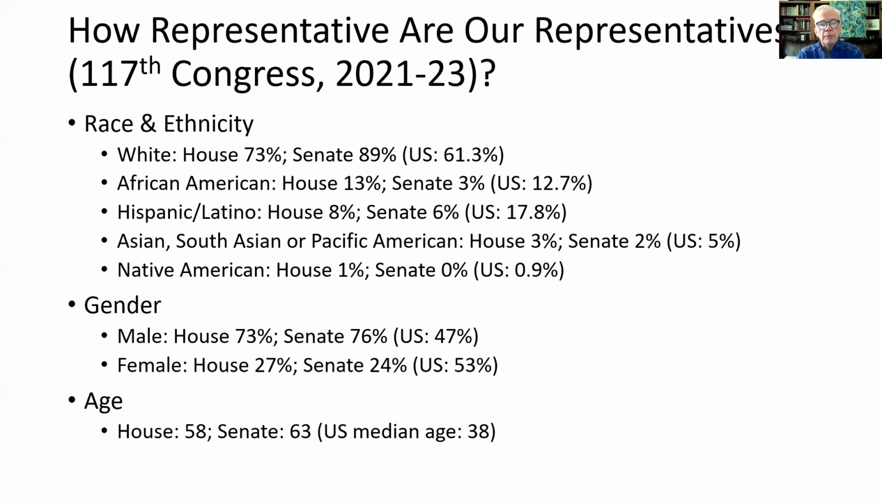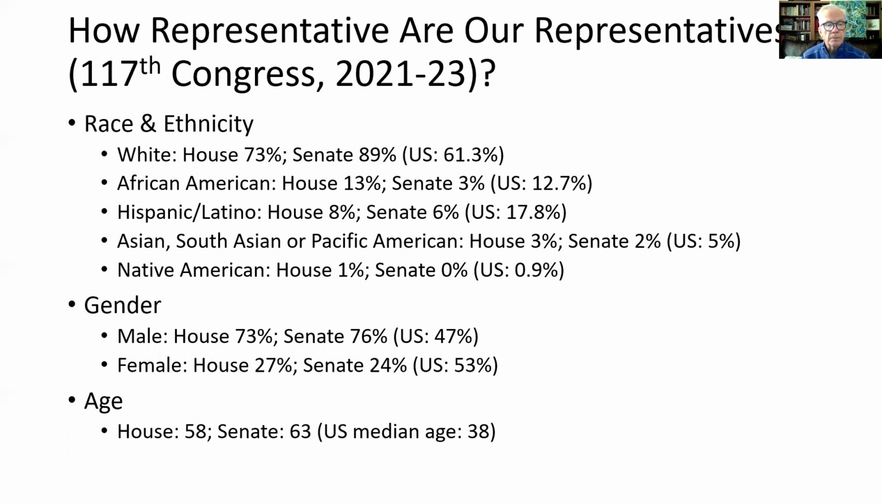Hispanics and Latinos make up about 18% of the population, but about 8% of the House and 6% of the Senate. So they're underrepresented. Asian, South Asian, and Pacific Americans are, again, slightly underrepresented in both the House and the Senate. Native Americans make up about 1% of the population. There's about 1% of the House. That would be 4 members of the House who are Native Americans, and no members of the Senate are.